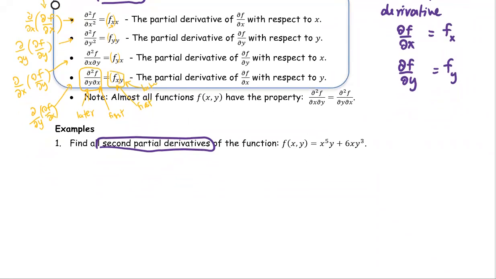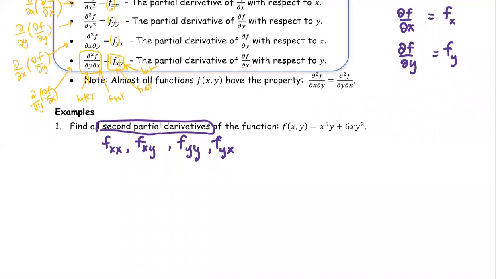Okay, so for the function that's given, that means you're gonna find the f x x. Just make a list of the four combinations: f x y, f y y, and then f y x. You see the notation is the combination of x and y. So you have four second partial derivatives. Don't even think about the third partial derivatives, and no worry, I'm not going to let you work on those. So just up to the second partial derivative.